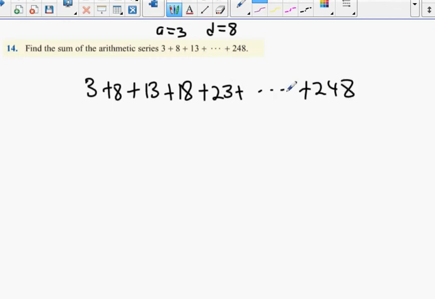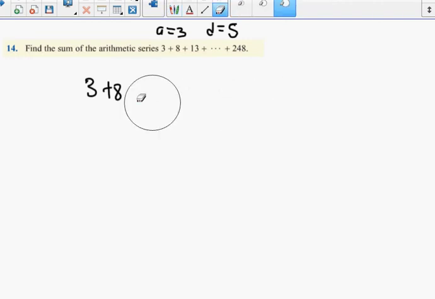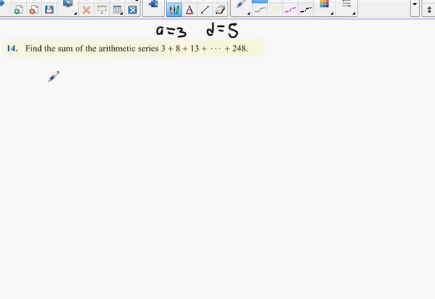Now you can go through the long way. Oh sorry, D is 5, excuse me. You could go through the long way of trying to add them all together and just keep thinking of the next number, the next number, the next number, and it's going to take you a very long time. Now a quicker way of doing this would be to use my Sn formula and my Tn formula. Now the last term in the sequence is 248.